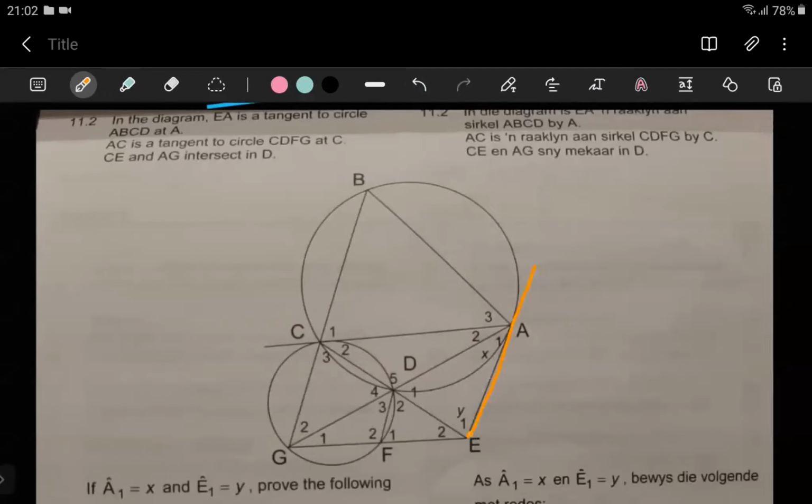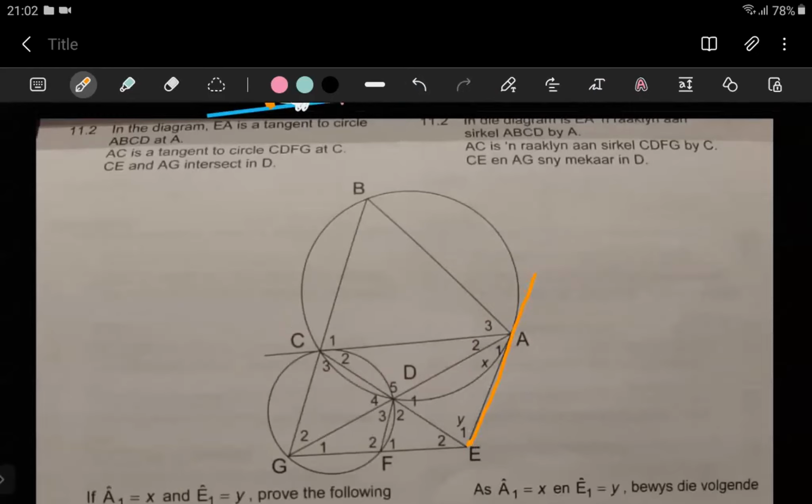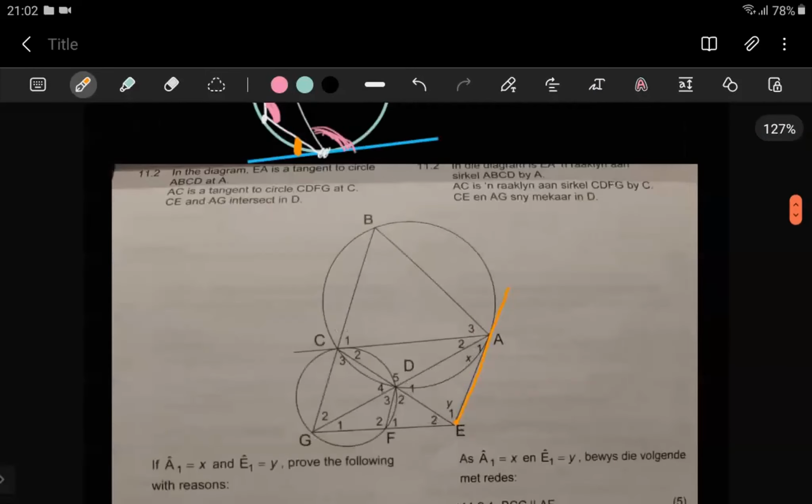There we go. So they said here EA is a tangent to the circle, and then it says here it's a secant to the circle, right? Of which the circle here is A, B, C, D. Now they said here AC is a tangent to the smaller circle, this other one here. It's a tangent to it at C. That's quite interesting. And then it says here CE and AG intersected D.